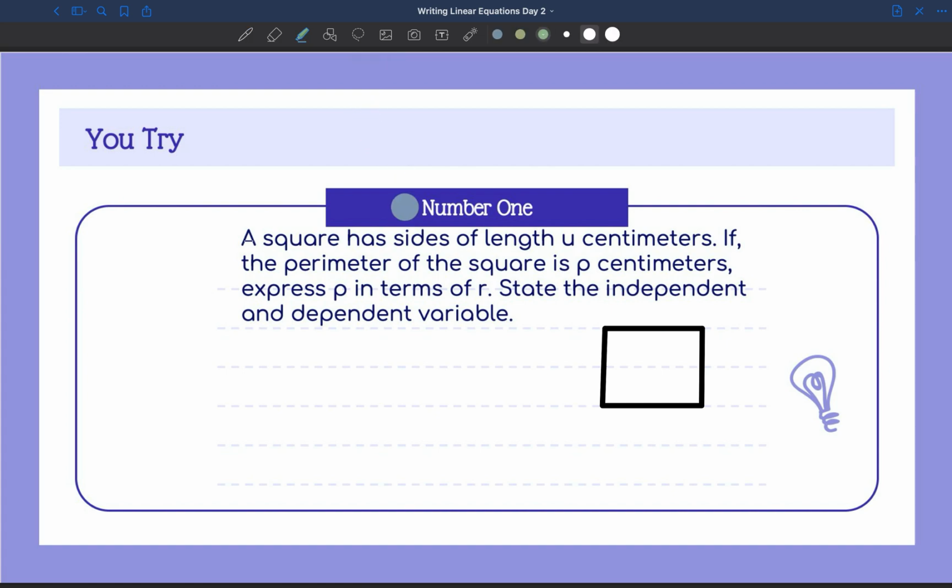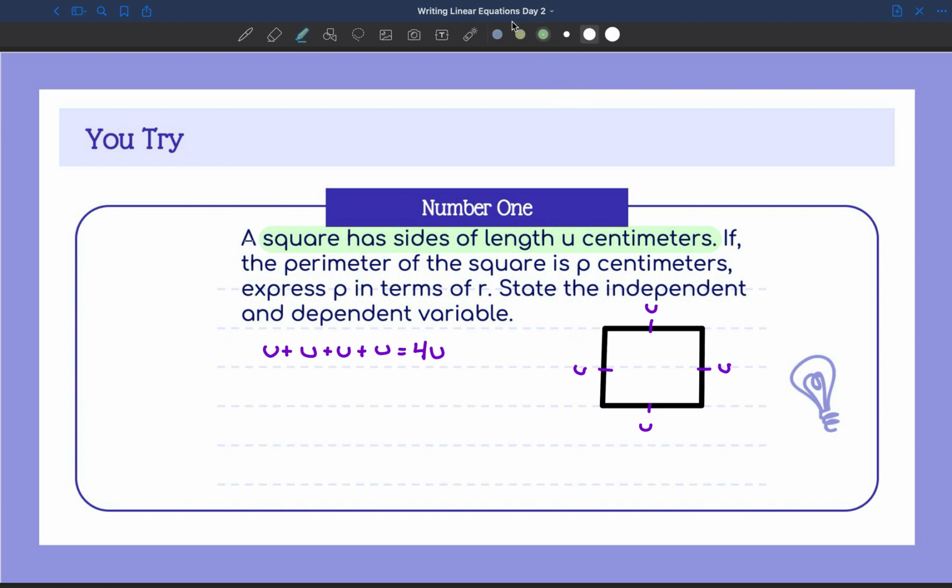So we're going to highlight all of our key details. The first one is a square has sides with length U centimeters. So each side has U centimeters. So this one is U, this one is U, this one is U, and this one is U. So there's 4 U's. U plus U plus U plus U. You should have simplified, which would have gotten 4 times U.